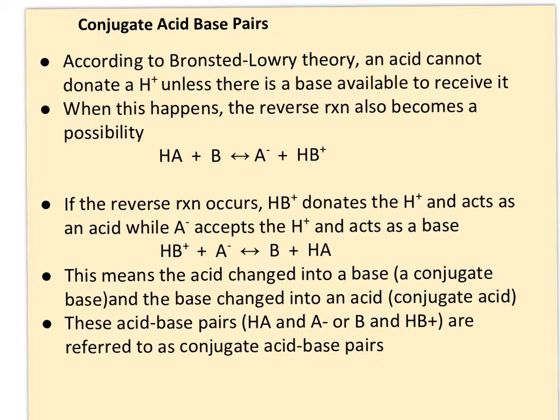The other thing with the Bronsted-Lowry theory is this idea of conjugate acid-base pairs. And the best example I can think of is if you think about in foreign language where you conjugate verbs, you change the tense. Think of conjugate as changing or transferring. So here's the idea. An acid can't donate an H+ unless there's a base available to receive it. Just like in ionic bonds, somebody can't donate electrons unless somebody else is there to accept them. So when this happens, the reverse reaction also becomes a possibility.